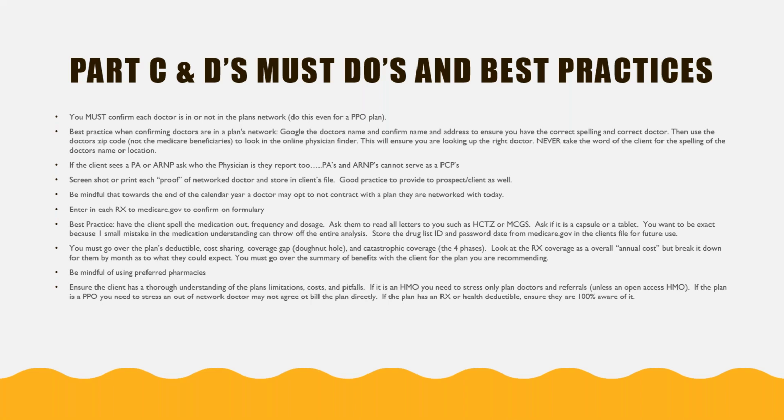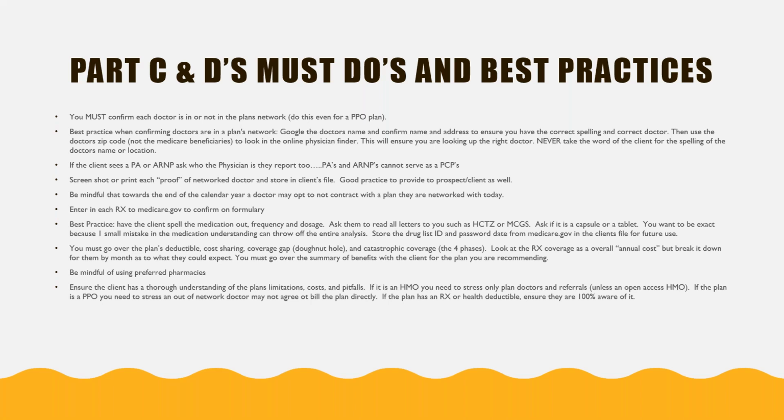The best practice when confirming the doctors are in a network, and we'll go through this, we do this a little bit more in detail on a different training, and that's how to analyze a Medicare Advantage plan. But a good practice to confirm the doctors in the network is to look up on a search engine the doctor's name, and confirm the name and address with the Medicare person to make sure that you have the correct spelling and the correct doctor. Clients don't always know how to spell their doctor's last name. I couldn't tell you how to spell my doctor's last name. I can tell you what his last name is, but I couldn't tell you the correct spelling.